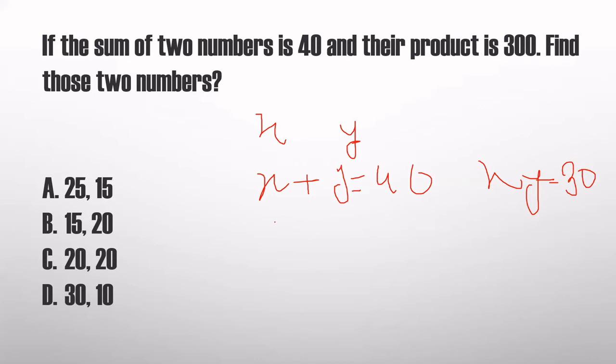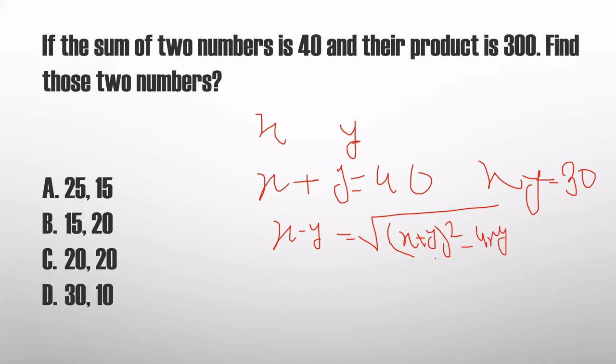So we have to basically find out what is the x minus y value. x minus y is the square root of (x plus y) squared minus 4xy. That is the algebra formula. Please check the description box for all these formulas. If you solve it, you can get the value, that is 20. So x minus y equal to 20.